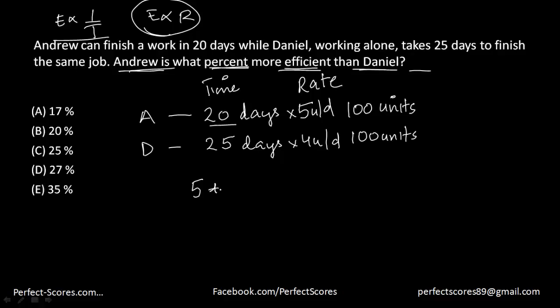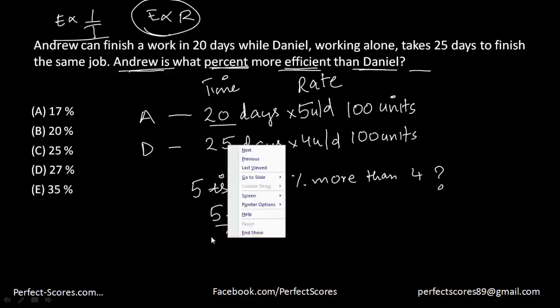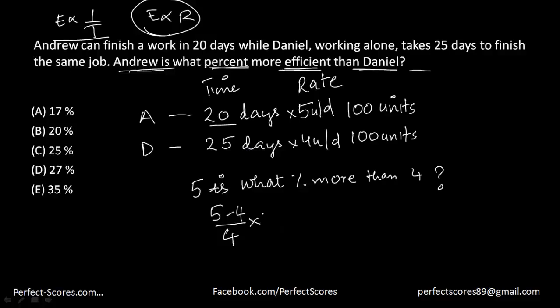So the question is basically asking 5 is what % more than 4. This is what the question is asking, because now we are going with things which are directly proportional. So 5 minus 4 divided by 4 into 100, right? So this over here will give you 25%, right? So suppose you've understood what I've done over here.